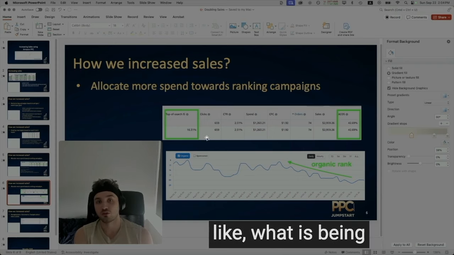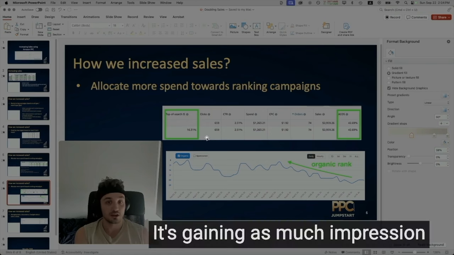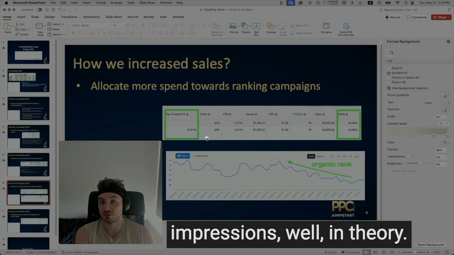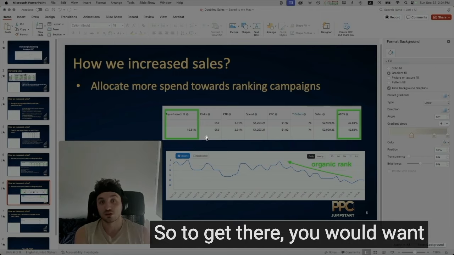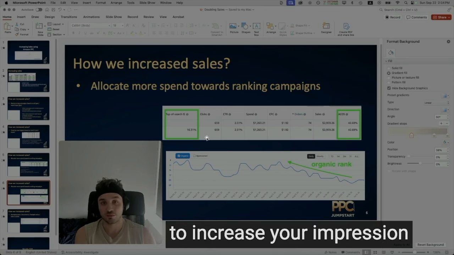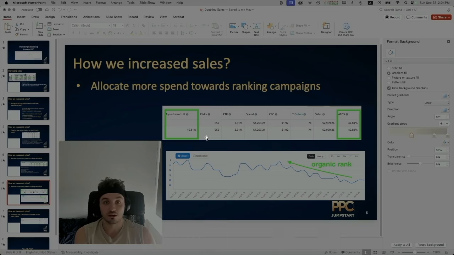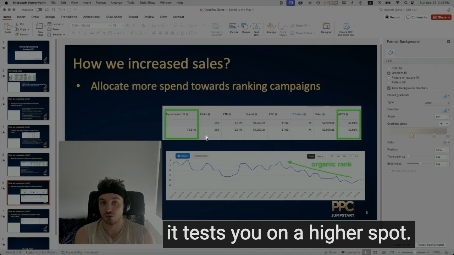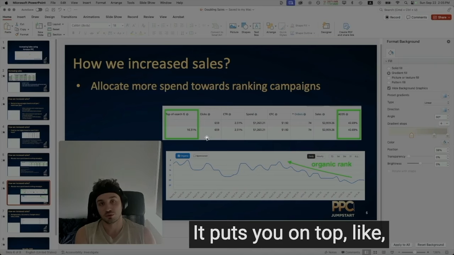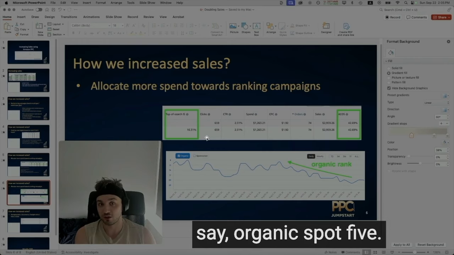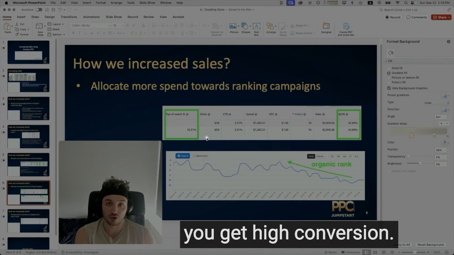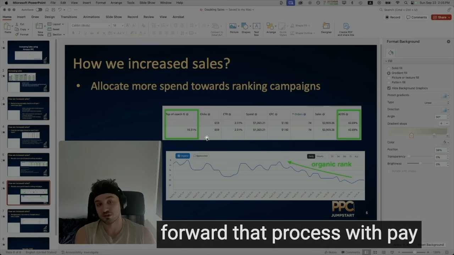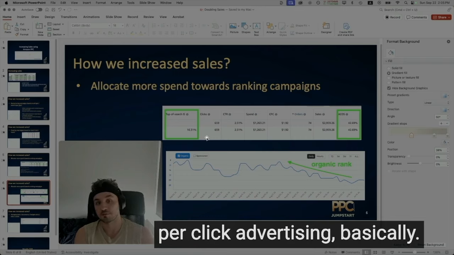Because what is being ranked organically is gaining as much impression share as possible, right? If you're number one, you're probably going to see the most impressions. Well, in theory. So to get there, you would want to increase your impression share artificially with PPC. Then Amazon sees that, it sees high conversion, then it tests you on a higher spot. It puts you on top, like say organic spot 5. You're doing great there, you get high conversion, it moves you up. And you can fast forward that process with pay-per-click advertising basically.